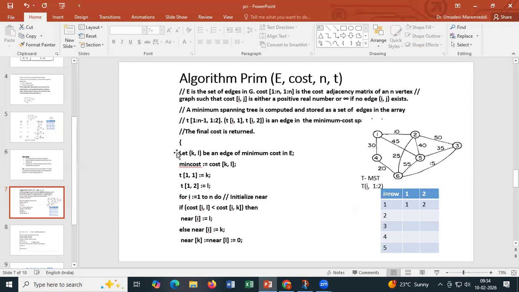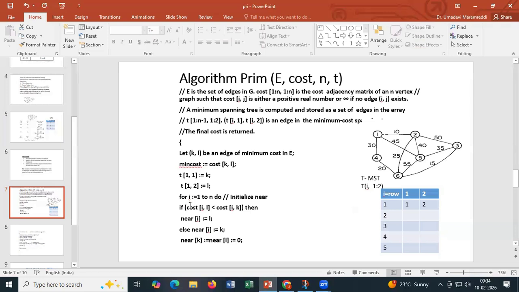So from the given cost matrix, we have to identify the edge which is having the minimum cost. Here 1, 2 is the minimum cost edge. Add it to the spanning tree. You can see here the spanning tree's first row: first vertex is 1, second vertex is 2. So from the cost adjacency matrix, the minimum cost is 10. Only one edge is added. 10 is added. Now you have to update the near.